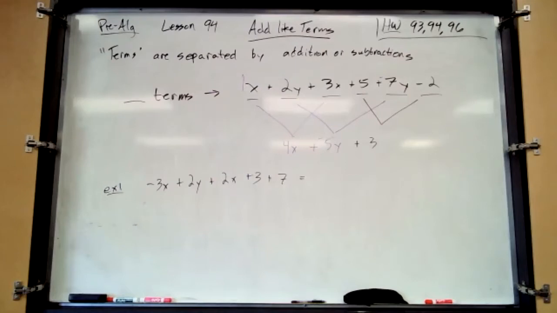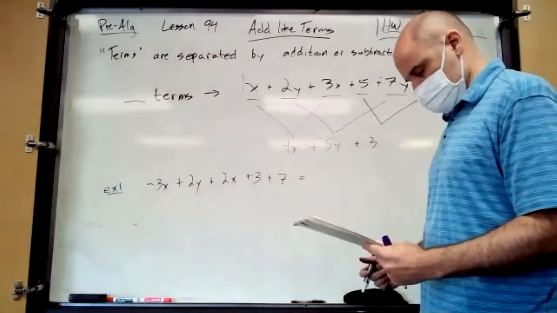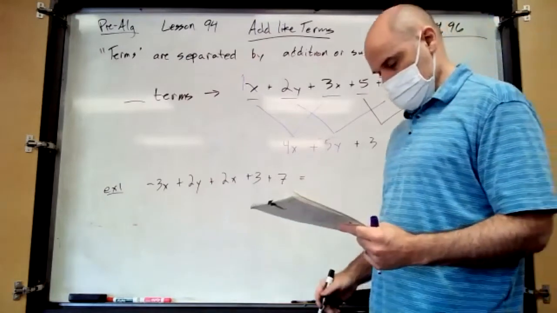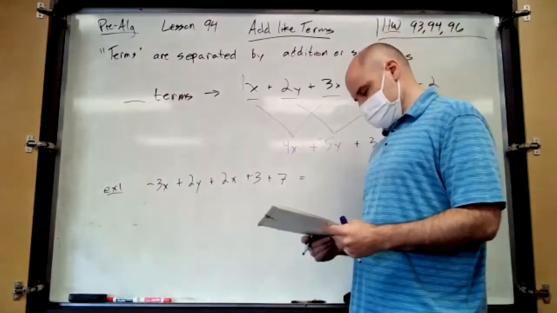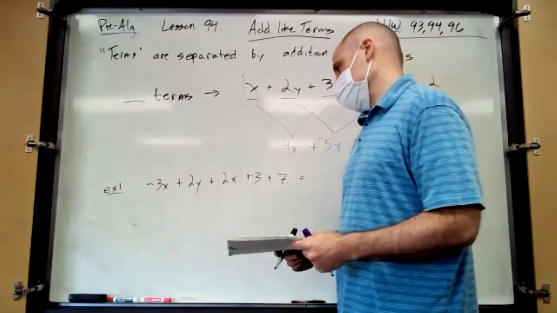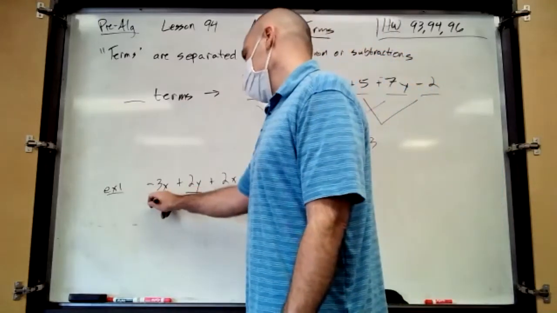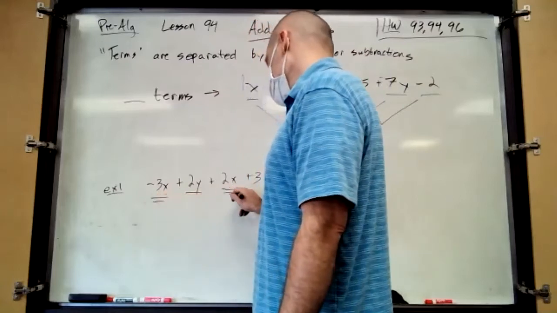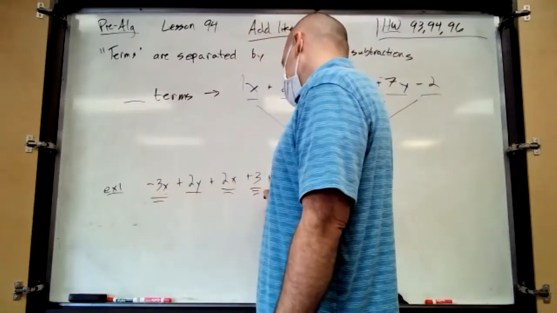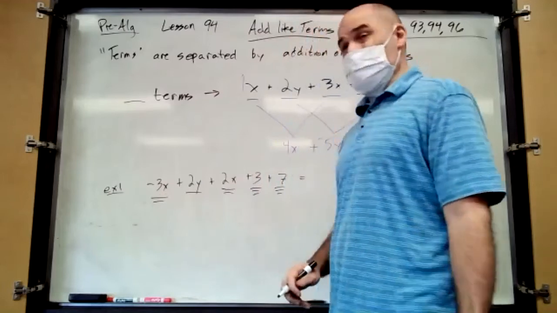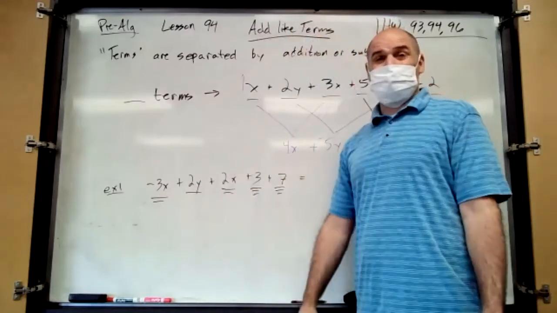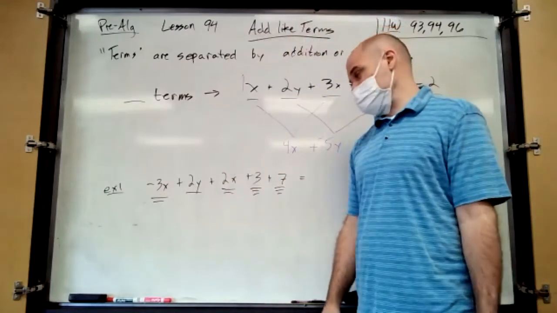What'd you get? I got -1x plus 2y plus 10. So this guy didn't have anybody to combine with. So these x's can combine, these constants can combine, but if you want to go through and kind of mark out similar terms, you can.